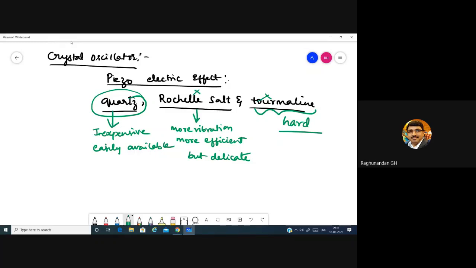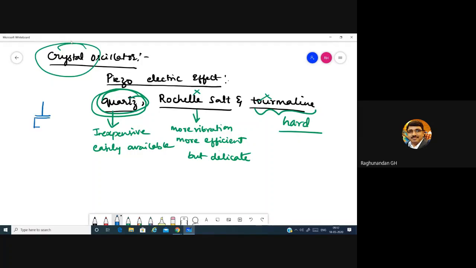The crystal is the general name. Among this, these three are the substances of the crystal. So finally, we will be going with quartz crystal. Now, after this, we have to study how actually this quartz crystal looks like. The quartz crystal usually will be like this.